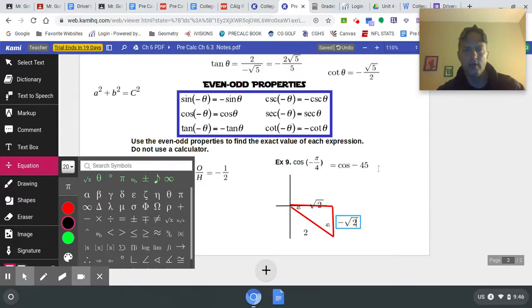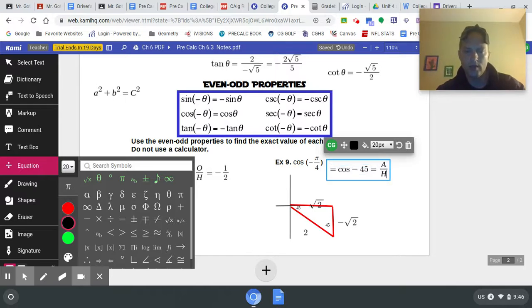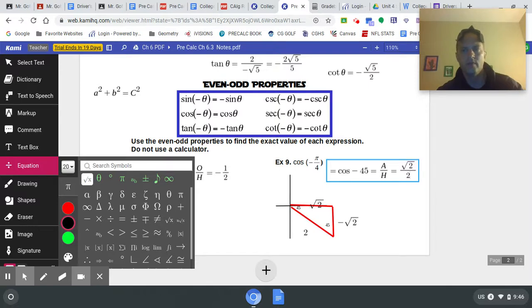So final answer, the cosine of negative 45 degrees is the same thing as A over H. In our case, adjacent, next to the central angle, is a root 2, so we get the square root of 2, and hypotenuse is 2. If you take a look up here, cosine of negative theta is the same thing as cosine of theta. If I drew theta up here in this quadrant, I would also get a root 2 over 2, because they're sharing the same adjacent leg.